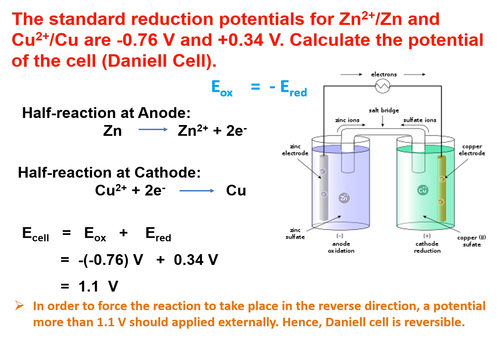We are giving some numericals here. Let's say there are standard reduction potentials for Zn2+/Zn and Cu2+/Cu having the reduction potential values minus 0.76 volt and plus 0.344 volt respectively. Now calculate the potential of the cell.